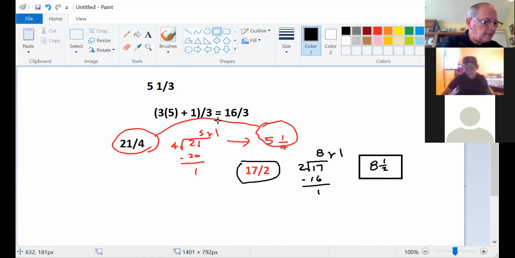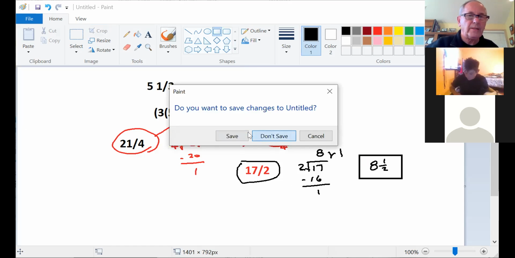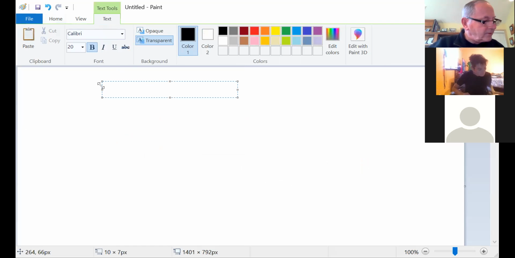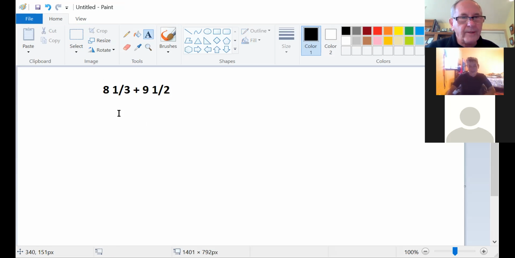Okay, so now evaluating and simplifying expressions with mixed numbers. That's why it's important to know how to do this, because if you had a problem like this, I'll just throw something up here, 8 and 1/3, and I'm saying add that to 9 and 1/2. Crap, I forgot about these. How do you do it? Well, don't forget about these. They're not going to go away.